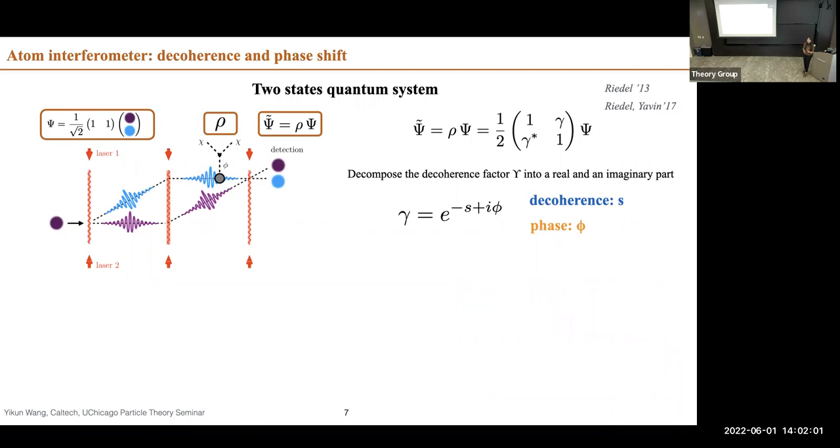So firstly, before I start talking about our calculation, I want to put a disclaimer here. The idea of using decoherence to detect dark matter was actually first proposed by Riedel and Yavin. I want to show their paper. I got it. Here, these two papers. So this idea was actually proposed by Riedel and Yavin a long time ago.